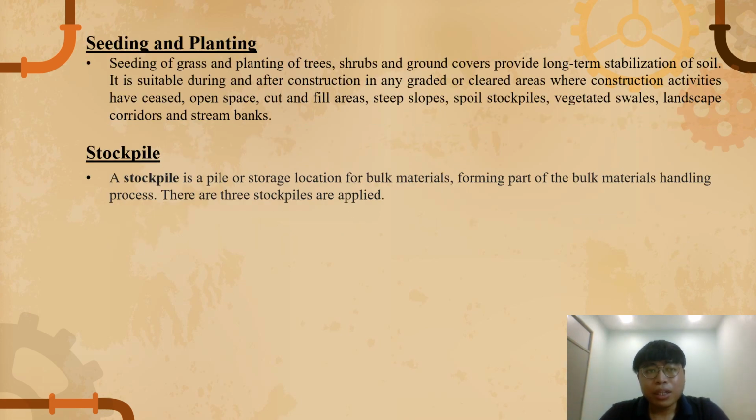The third one is seeding and planting. Seeding of grass and planting of tree, shrub, and ground covers provide long-term stabilization of soil. It is suitable during and after construction in any graded or cleared area where construction activities have ceased. Open space, cut and fill areas, steep slopes, spoils, stockpile, vegetated swales, landscape corridors, and stream banks.